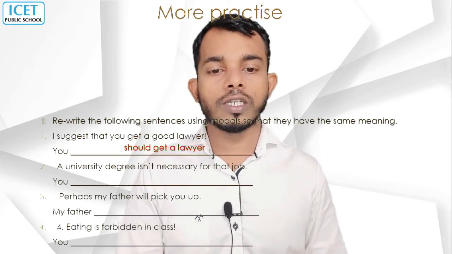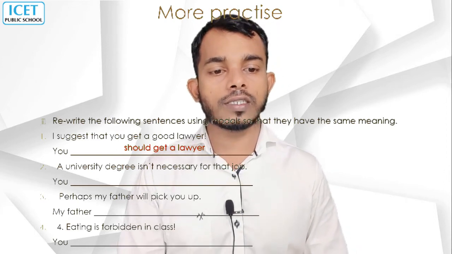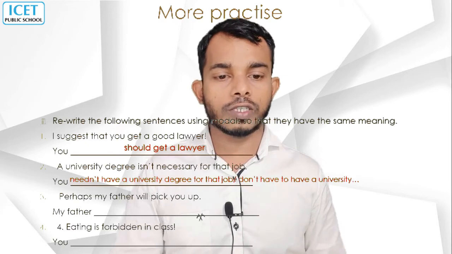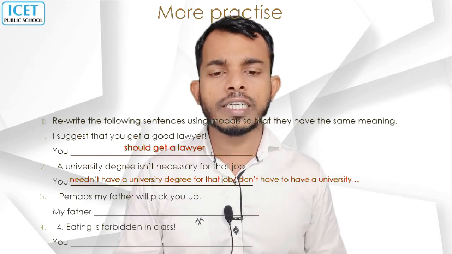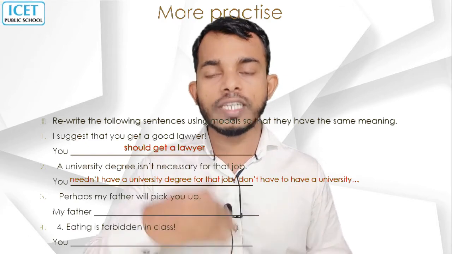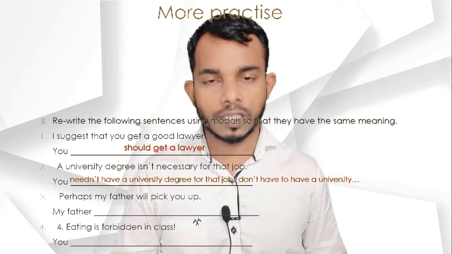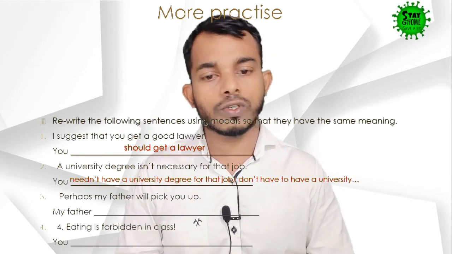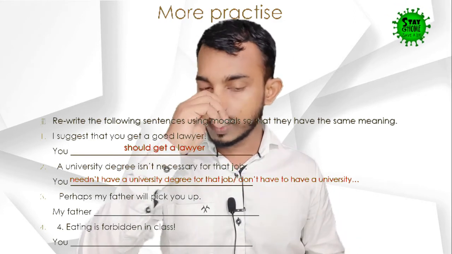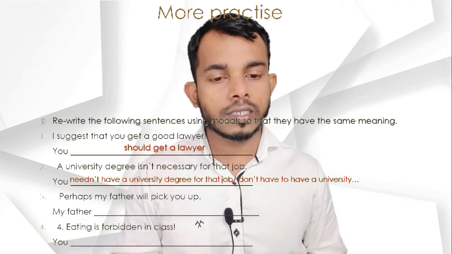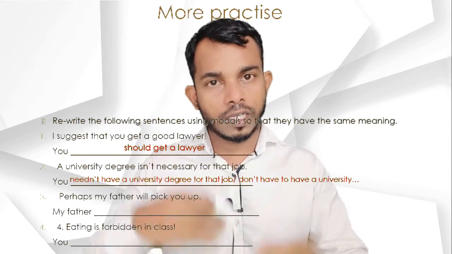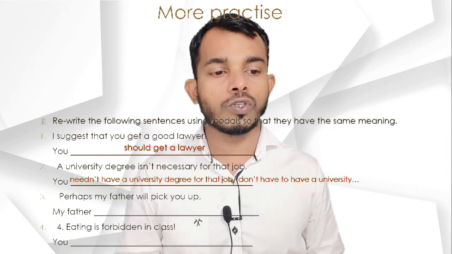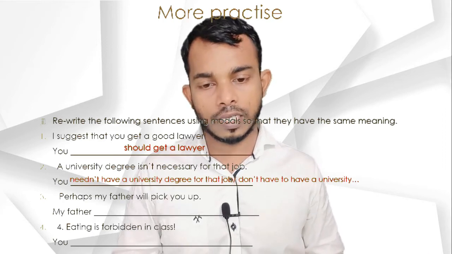The next one: a university degree isn't necessary for that job. So you can say it like this: you needn't have a university degree for that job. Instead of saying a university degree isn't necessary for that, you can change it into you needn't have a, or you don't have to have a university degree, like that.